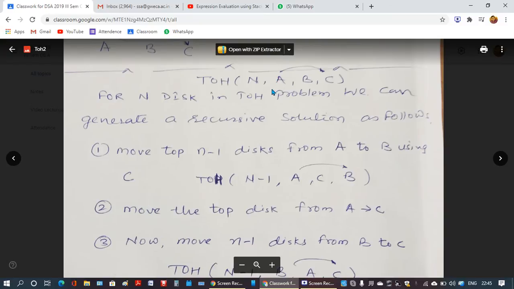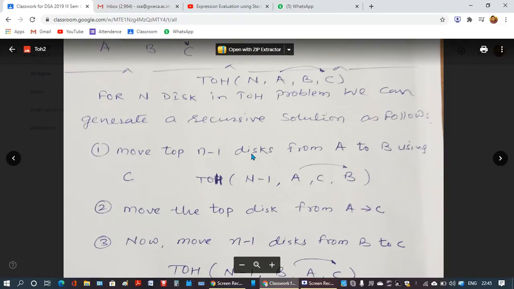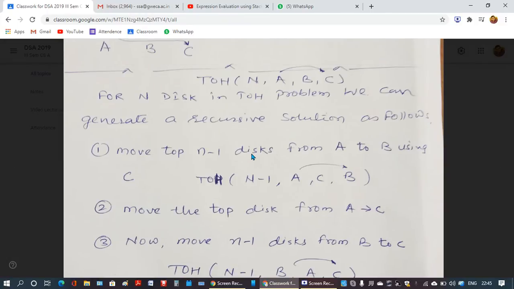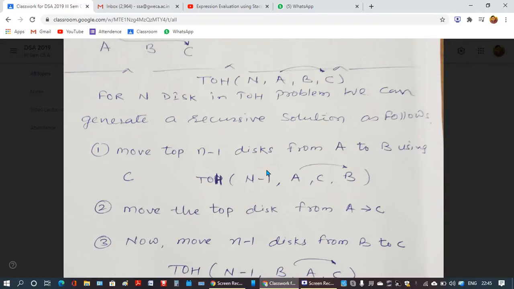Now we will divide this problem into three problems. So first what I'll do, the top n minus 1 disks. So I leave only one disk in A, and the top n minus 1 I can shift from A to B. See, my target is A to C, but what I am doing is shifting n minus 1 disks from A to B. You will say, how will we shift n minus 1 disks? So that is a recursive solution. The solution for n minus 1 disks we will do in a similar manner.